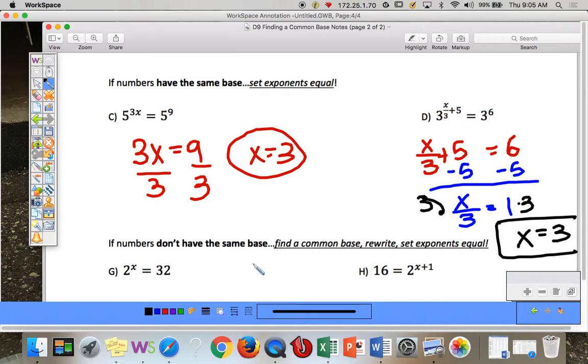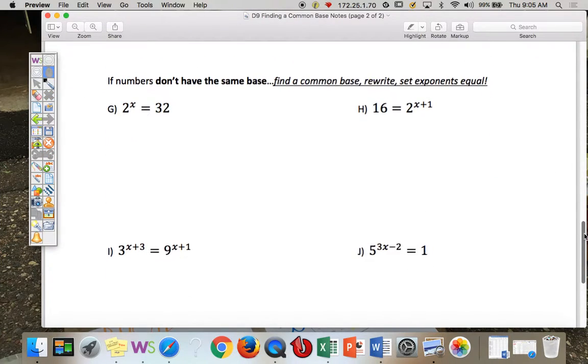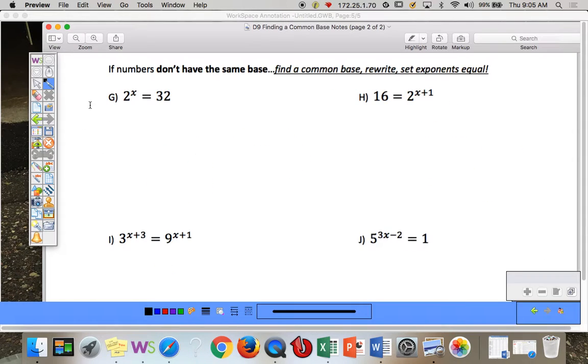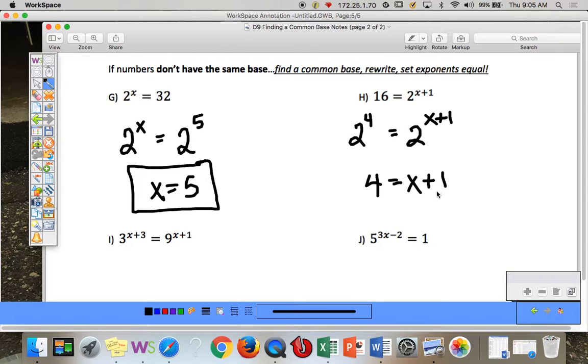So again, if they have the same base, you set the exponents equal, you solve for x. Here's what we did yesterday. If numbers don't have the same base, find a common base, rewrite and set them equal. So the first one, 2 to the x equals 32. So this is the same as 2 to the 5th power. And we know that x must be 5. All right, the next one, 16, I want to write that base 2. 16 is 2 to the 4th power equals 2 to the x plus 1. We have 4 equals x plus 1. Subtract 1 from each side. So we get 3 equals x, or x equals 3.